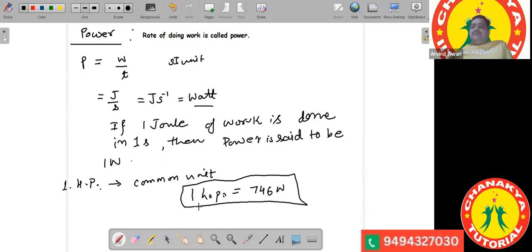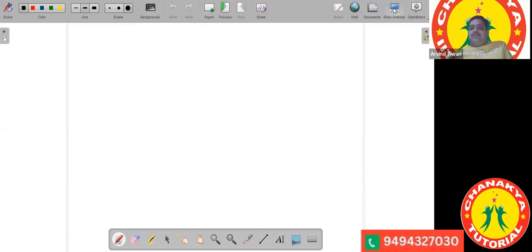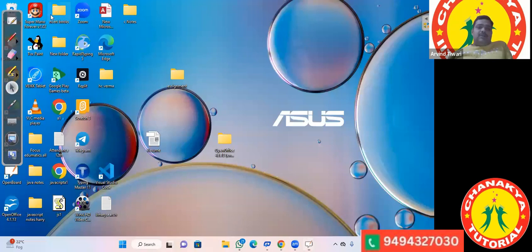No doubts here? Okay. So let us try to understand this with one of the examples. We see one of the questions and try to solve this. Compute the power in those cases.